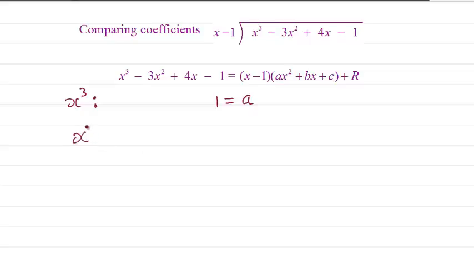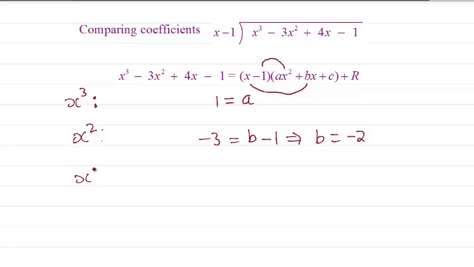Now we can compare x squared coefficients. So minus 3 on the left hand side. Now the x squared term is going to come from two places. Then we'd say x times the x term, or the constant times the x squared term. So this gives you just 1 times b, so that's just b. This gives you minus 1 times a, that's minus a, but we know a is 1, so it's just minus 1. So when we solve this, add 1 to both sides, we get b equal to minus 2.